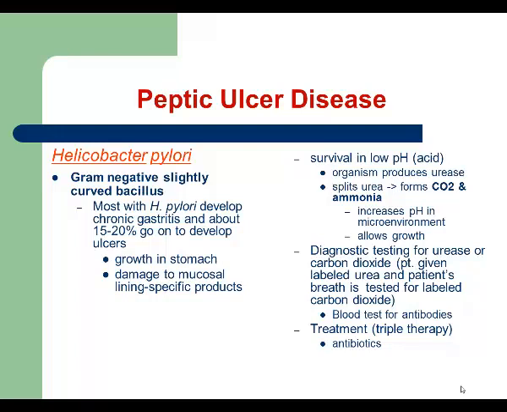So the question is, how does Helicobacter pylori adjust for living in such a low pH environment, such an acidic environment? First of all, Helicobacter pylori doesn't grow on the surface of the mucous membranes. It actually grows under mucous membranes of the stomach area. Second, this organism has the ability to split urea and form CO2, carbon dioxide, and ammonia. By doing that, it creates a more alkaline environment around itself.